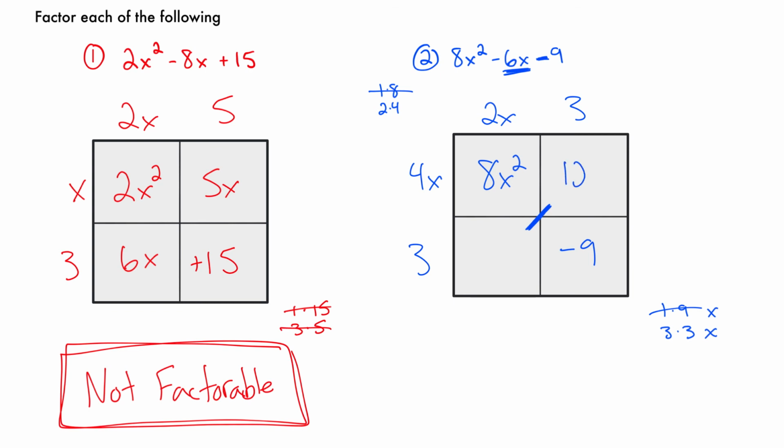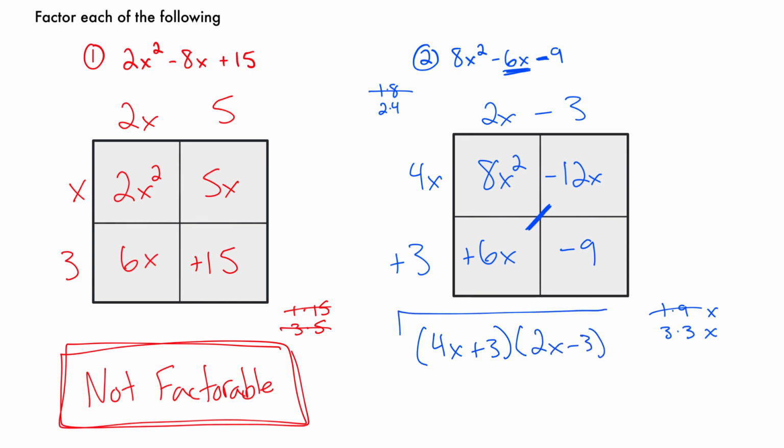4x times 3x is 12x. 2x times 3x is 6x. 12x and 6x do have a difference of 6x. They'll combine together to get me a negative 6x as long as the 12x is negative, meaning the 3 is negative, and the 6x is positive, meaning the 3 is positive. Therefore, my factored trinomial turns into 4x plus 3 times 2x minus 3. And this is my answer.